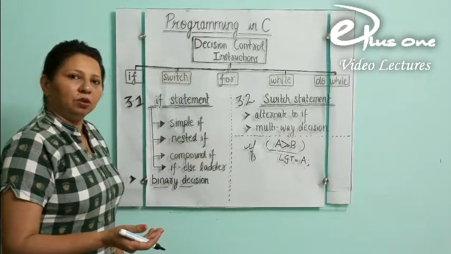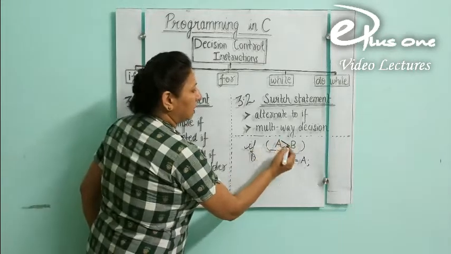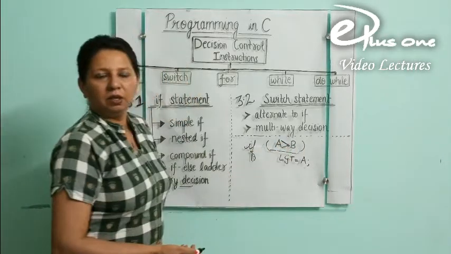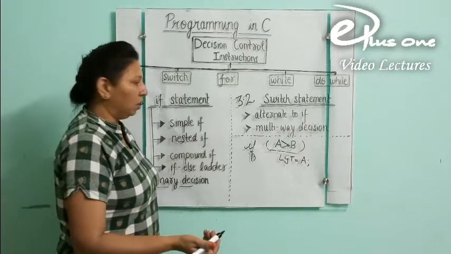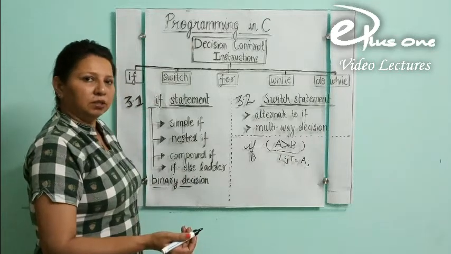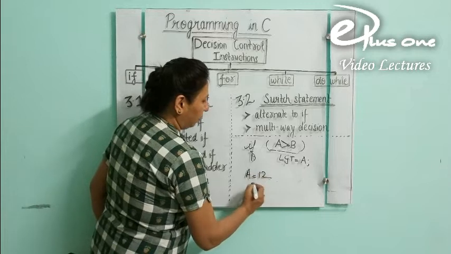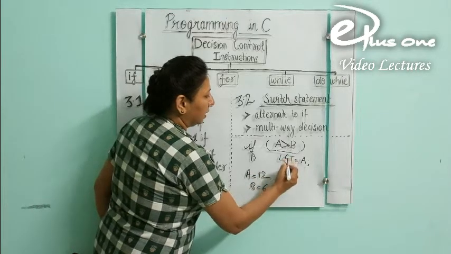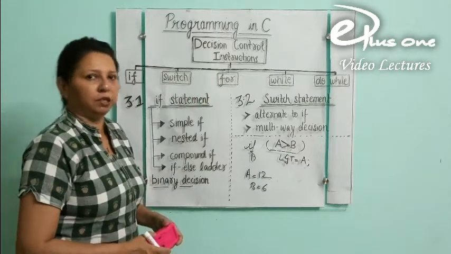Yes, of course, we know that it is not logically correct because this particular segment will only work for A greater than B. It will not work for A less than B or B greater than A because I have not written any else part here. But anyway, there is no syntax error. And simply, if the user gives A as 12 and B as 6, LGT will come out to be A. Otherwise, there will not be any largest found in this program.